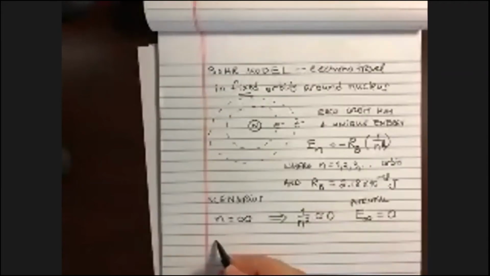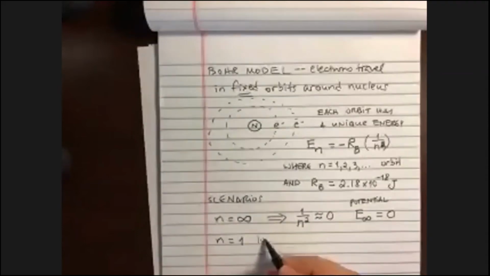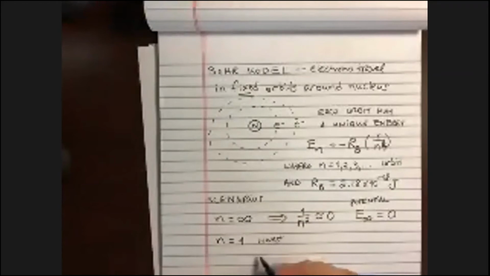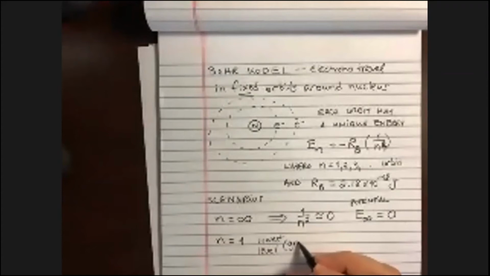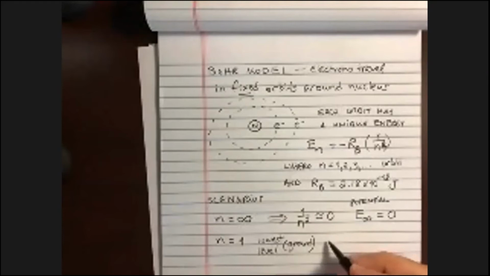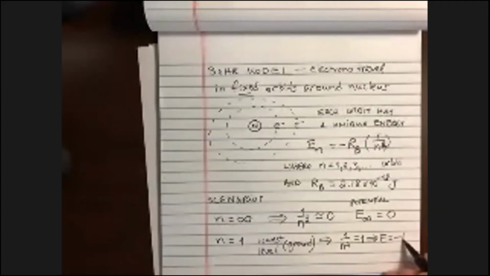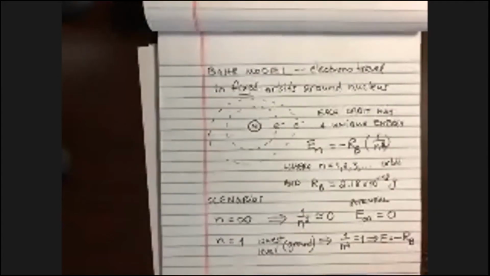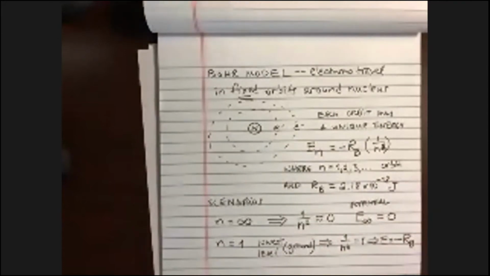Okay, so let's say n equals 1, which is the lowest level possible. Notice there's no n equals 0. So this is the lowest level. And we're going to call it the ground level. Notice that here, 1 over n squared equals 1. And therefore, the energy of this electron is going to be minus that modified Rydberg constant.